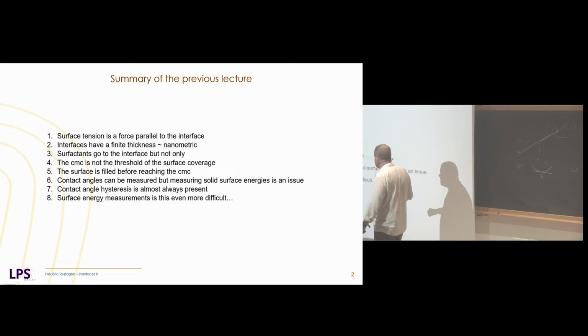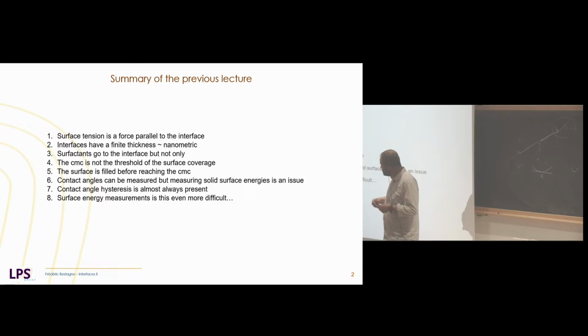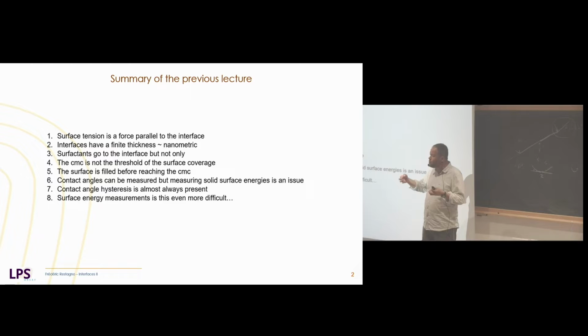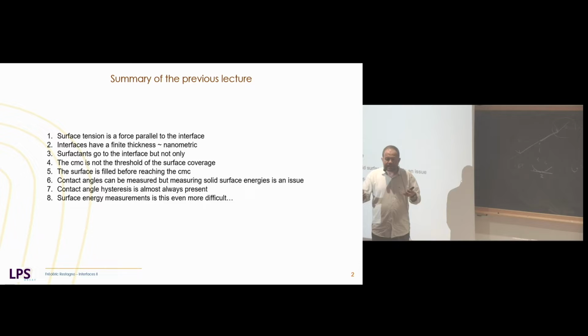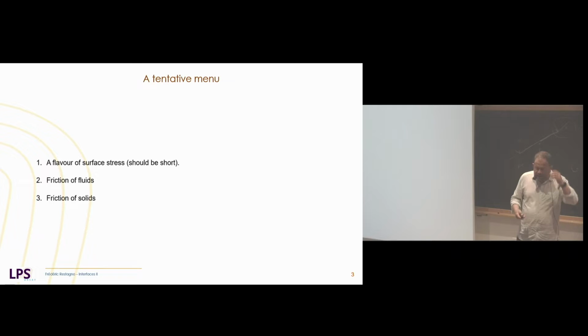We discussed the role of surfactants, and the fact that surfactants go to the interface, but they are also in the bulk, which is also important. We discussed that the CMC is not the moment where the surface is filled with surfactant. We also discussed a lot about contact angle, and the fact that contact angle needs knowledge of the surface energy of a solid, which usually we don't know. We discussed some ways to get an idea of the surface energy of a solid, and that when there is contact angle hysteresis, we have to be cautious with the contact angle determination.